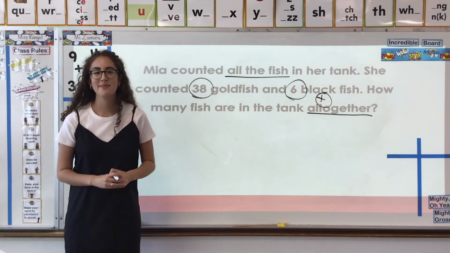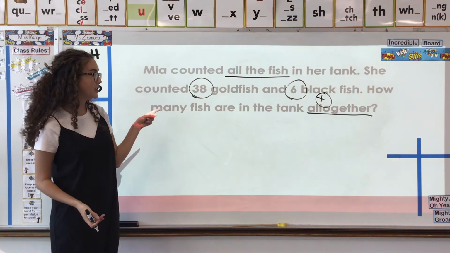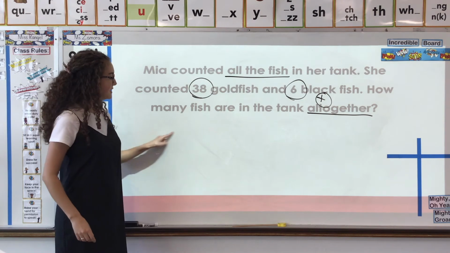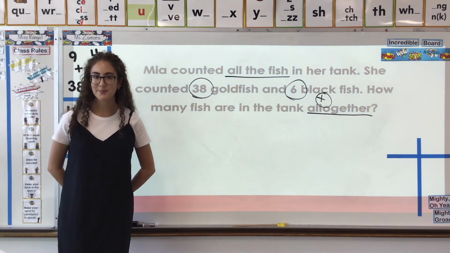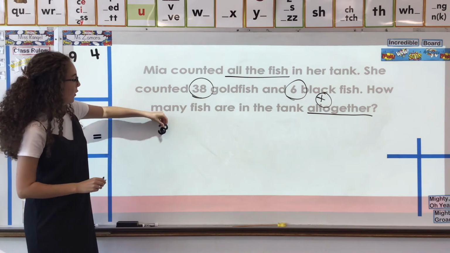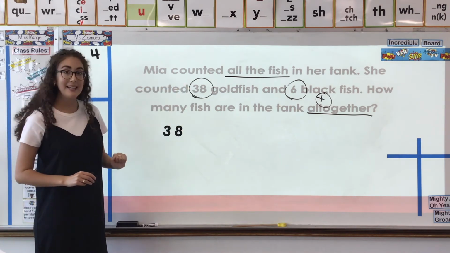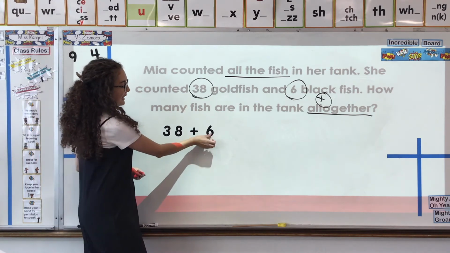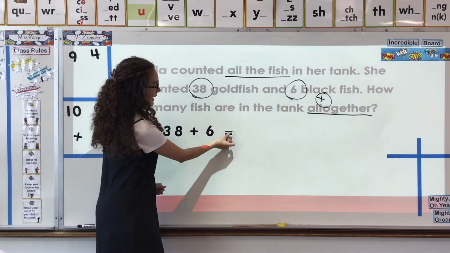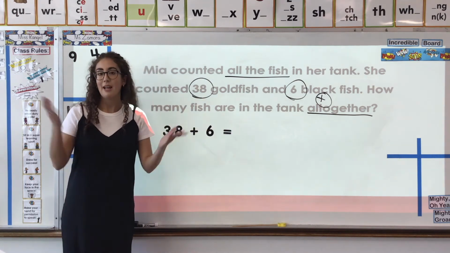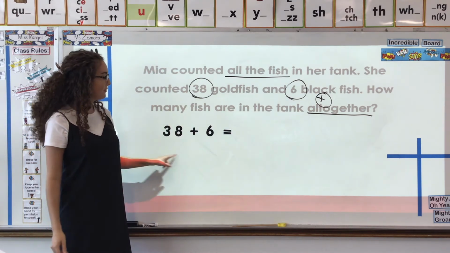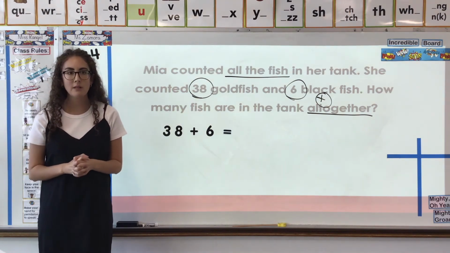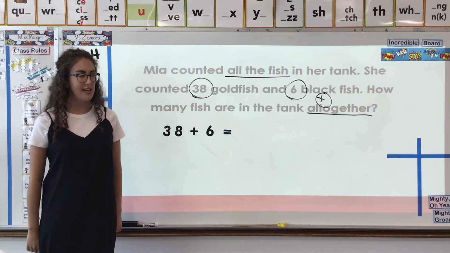So now that we've decided we're going to use addition, how are we going to set up our equation? What will this addition sentence look like? We'll start with our biggest number. We have 38 plus, since it's addition, 6, our second number, equals blank. That's what we're trying to solve. How many fish all together? So now that we've set up this equation, what are we going to do to solve it?